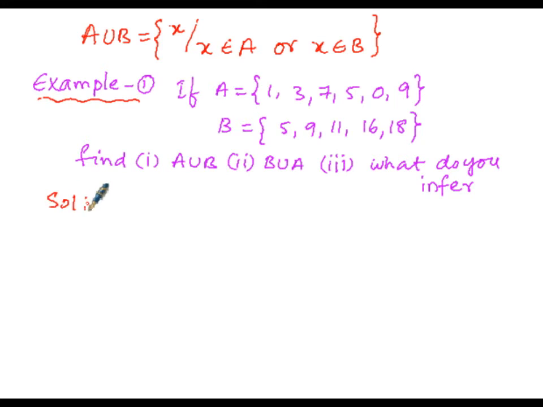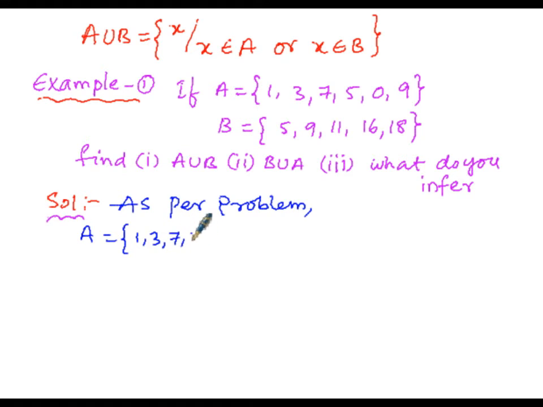Solution starts now. In this solution, as per the problem, the two sets given for us in the if condition are: set A consisting of the elements 1, 3, 7, 5, 0 and 9, and set B with elements 5, 9, 11, 16 and 18. These are the elements of set B.